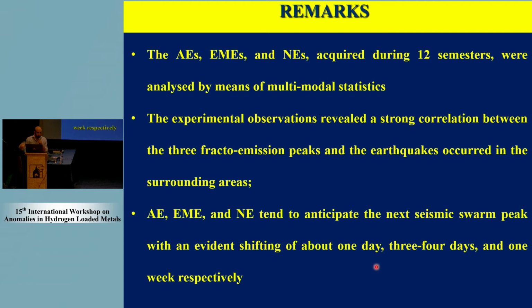Concluding this first part of my presentation, we can summarize that the three different forms of energy were analyzed by means of a multimodal statistical analysis, and the experiments showed a strong correlation between the three different forms of energy and the earthquakes occurred in the surrounding areas. Finally, the acoustic emissions, the electromagnetic emissions, and the neutron emissions tend to anticipate the next seismic swarm peak with a shift of about 1 day, 3 days, and 1 week for these three different forms of energy.